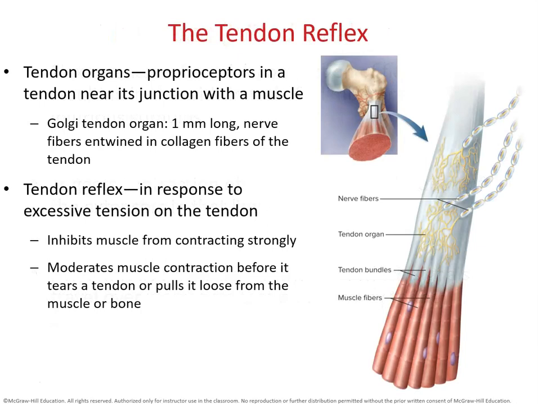We also have tendon reflexes. Okay, so this is also related to the proprioceptors that are found in the tendons at the junction of muscle and bone. And these help us prevent a muscle contracting too strongly and causing damage to either the muscle or the bone.